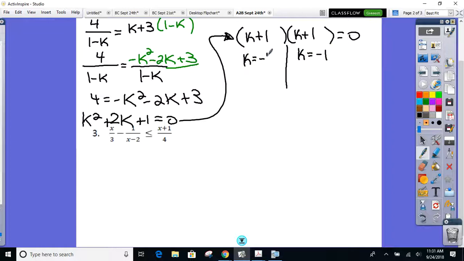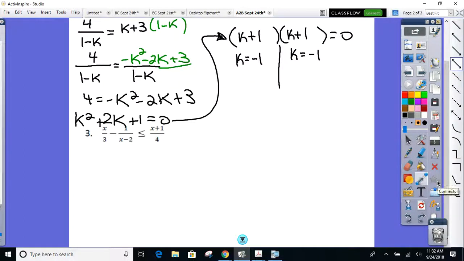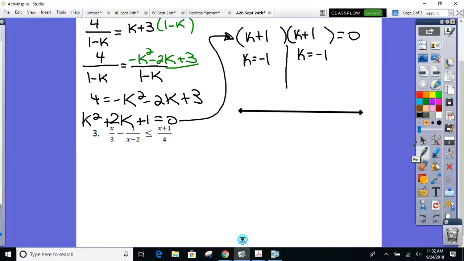negative 1. Got your number line? I'm going to walk around right now. Let me see you put both critical values on your number line that we just had. Put both critical values, the undefined value and the final answer that we got. Doesn't have to be anything great, your number line. And what I need you guys to do right now is figure out what numbers you want to test with now.